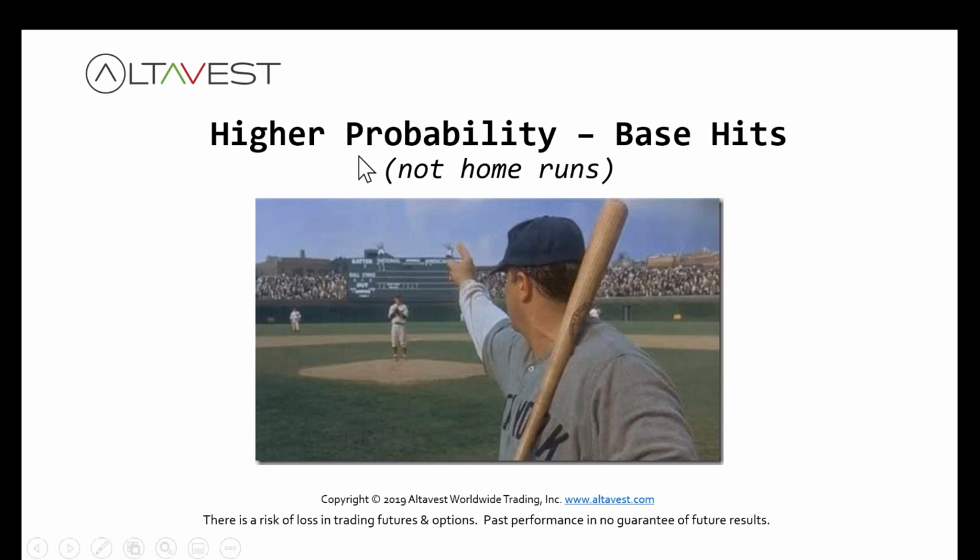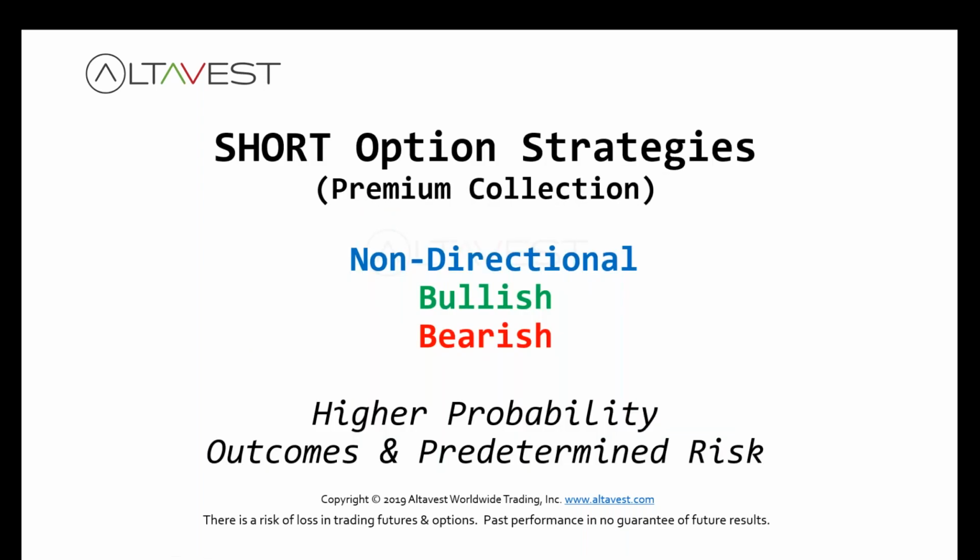Looking at a baseball analogy, here's a base hit versus a home run. You don't want to go for the grand slam. It's a very, very low probability outcome. So let's look at some short option strategies where we collect premium. And you can do this in a non-directional market. And if you're scratching your head, I'm going to explain that. And then, of course, any bullish or bearish market, it makes no difference with options. They're just a tool. You can create any kind of strategy or directional bias or non-directional bias.